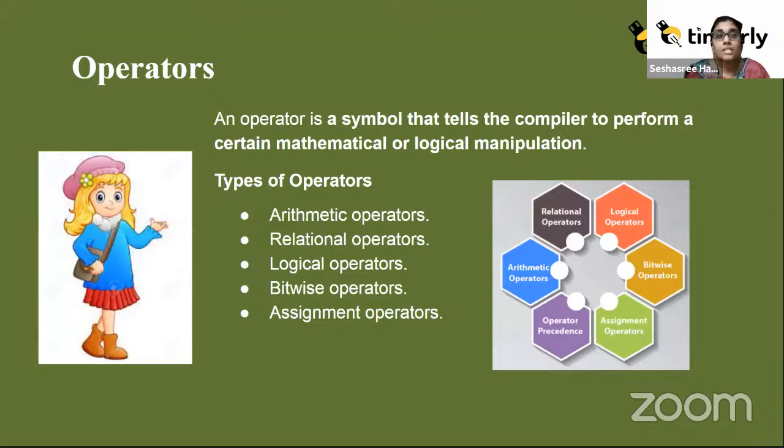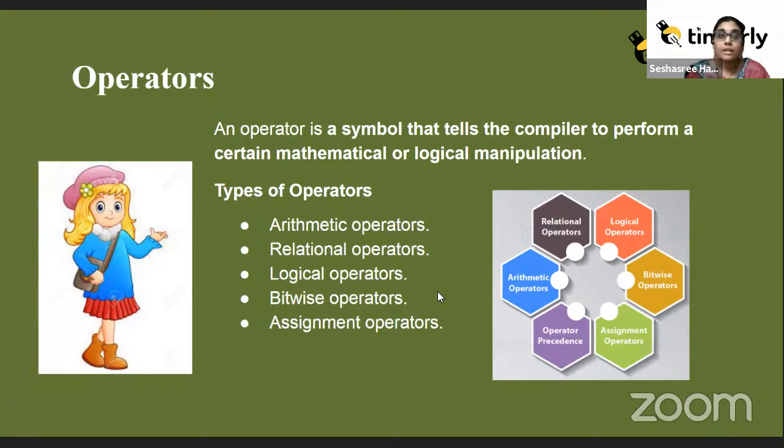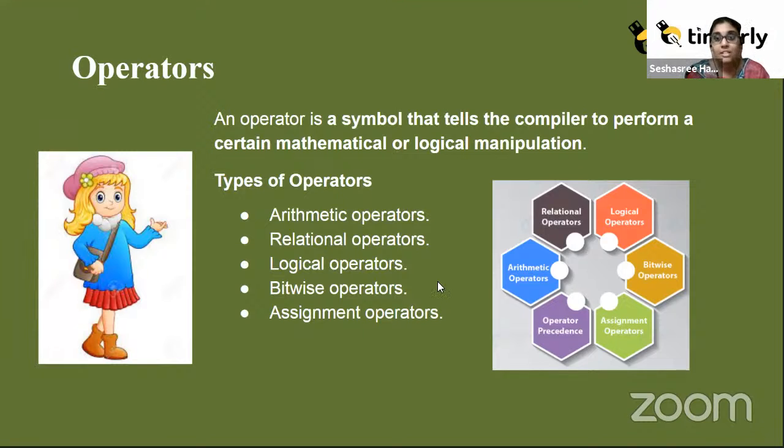So first, what is an operator? An operator is a symbol that tells the compiler to perform certain mathematical or logical manipulations. What does the operator do? It tells the compiler, that means whoever is doing it, to do the mathematical or logical manipulations. What is mathematical or what is logical? We will see those. But let me first understand what an operator is.